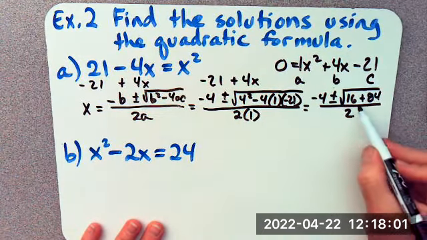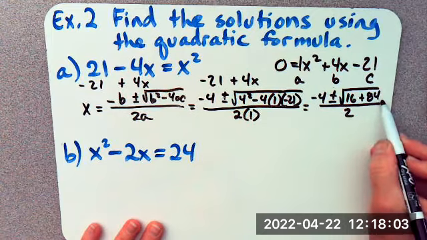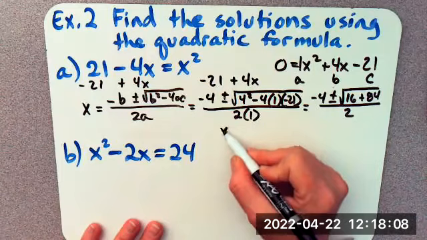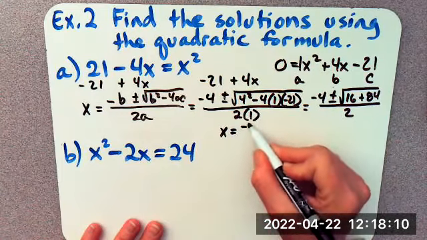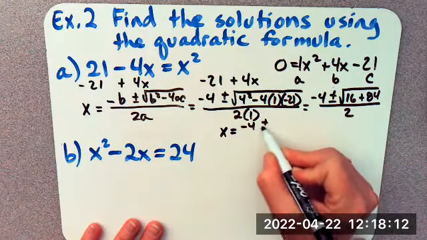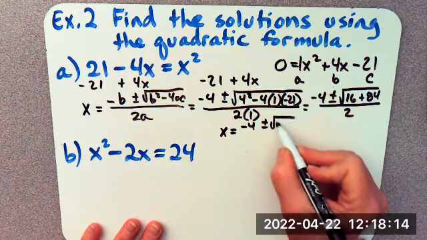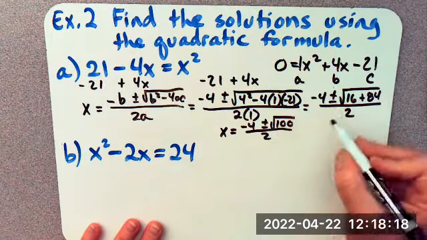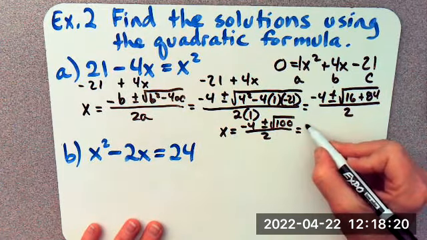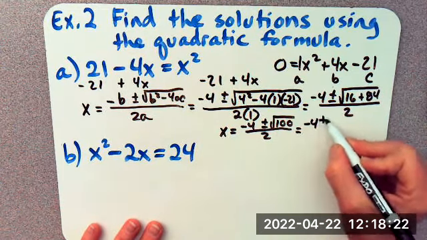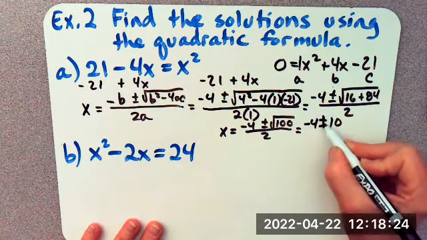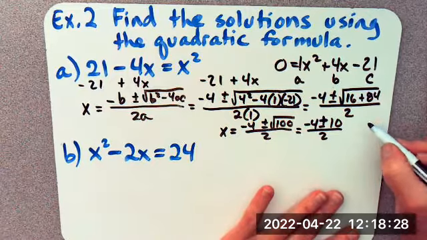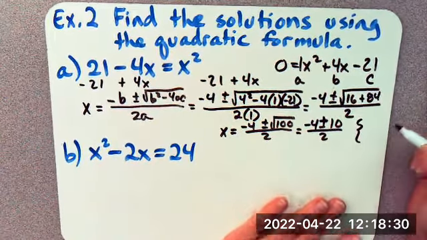So 16 plus 84 is 100. So that's going to make it easy. So we have x equals -4 plus or minus the square root of 100 over 2. Well, the square root of 100 is 10. So -4 plus or minus 10 over 2. So that's going to give us two solutions then.